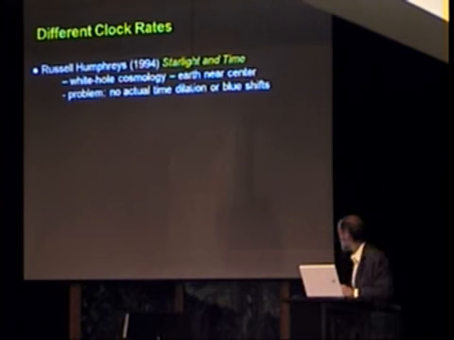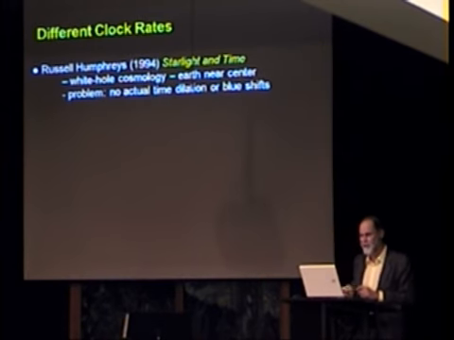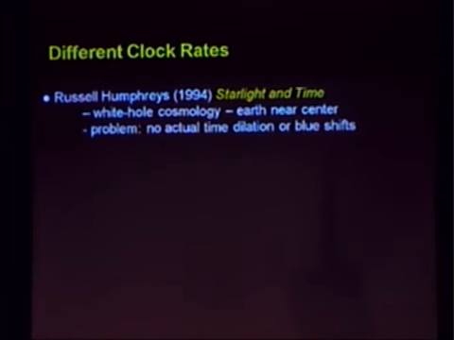I don't think it works because if you look at that model from general relativity, which is what he uses, then it seems to me that either you get no actual time dilation at all, or if you do get time dilation, you get blue shifts rather than red shifts.